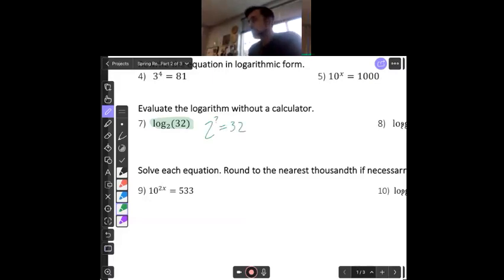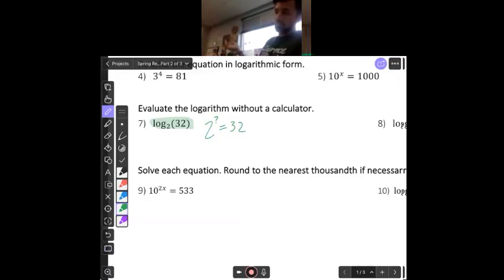2 to the what is 32? That's the question. 2 to the what power is 32? That's what that means. That's the math that people were trying to figure out when logs were created. Logs were created to answer this question. So 2 to the what power equals 32. This is something we should be able to figure out.